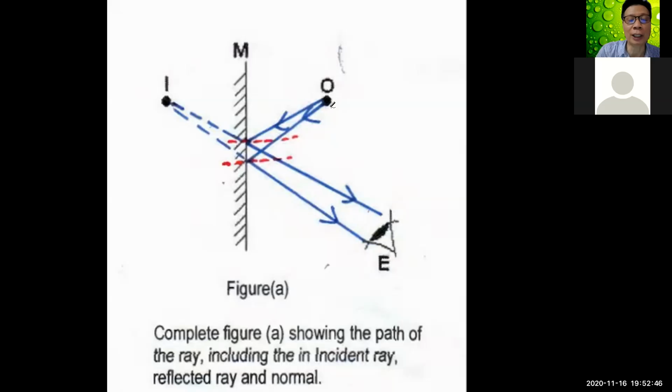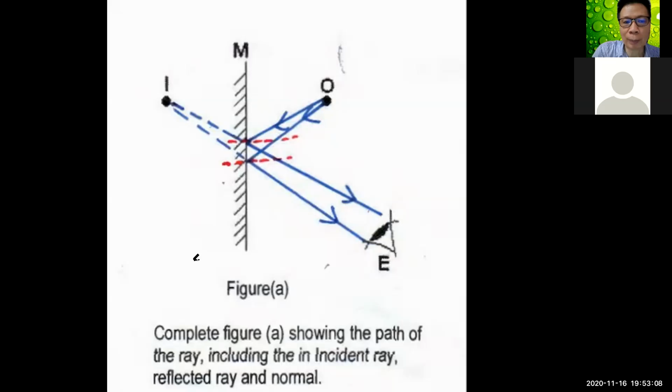You can see from here. The light from the object hits the mirror and then is reflected. But your eyes see in a straight line. So your eyes always see the object here. So this is an image. Okay? So please complete your diagram now.